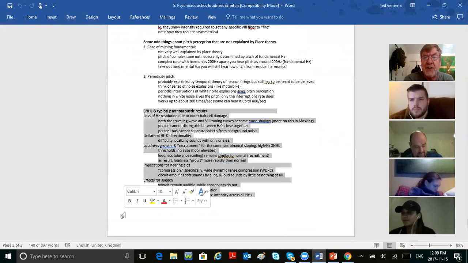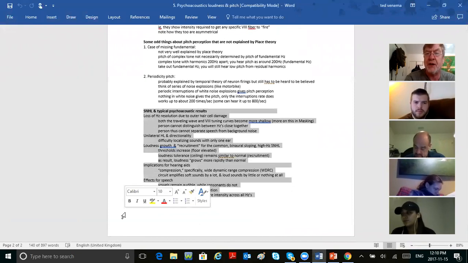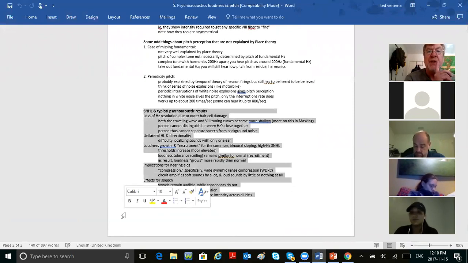Sensory neural hearing loss and typical psychoacoustic results. Loss of frequency resolution, as we talked about, due to outer hair cell damage. Both the traveling wave and eighth nerve tuning curves become shallow. More on this later on in masking next week. But just let me say this. A person cannot distinguish between frequencies very close together. The person thus cannot separate speech from background noise as well.